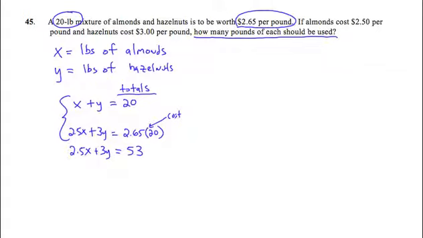Now that I have my two equations written and simplified, I'm ready to substitute and solve this. I'm going to isolate x in the top equation. I subtract y from each side, and so that equation would look like this: x equals 20 minus y. Now I'm going to substitute that 20 minus y down here in this equation for x. So I'd have 2.5 times 20 minus y, plus 3y equals 53. All right, distribute my 2.5.